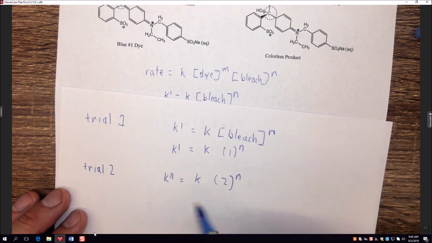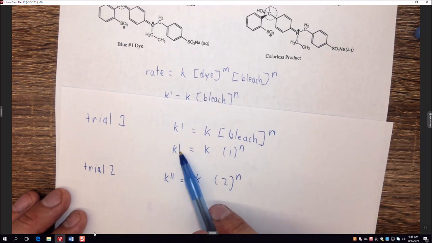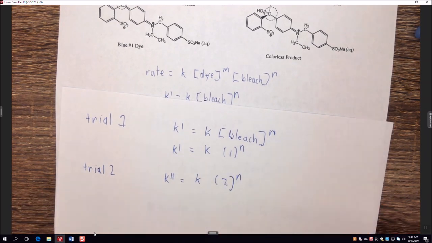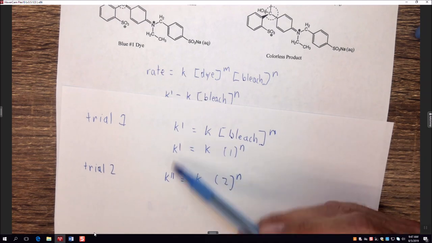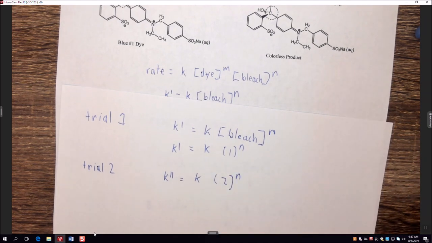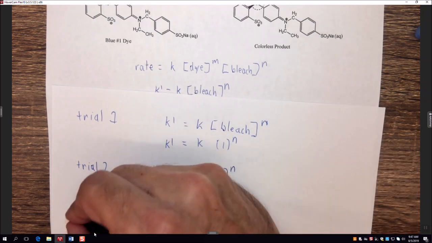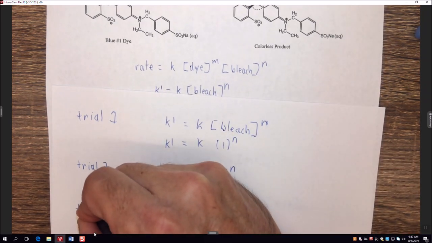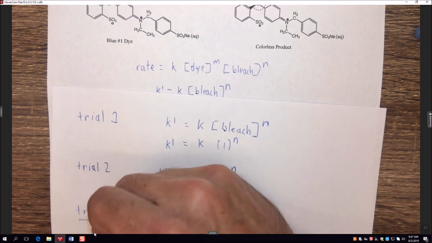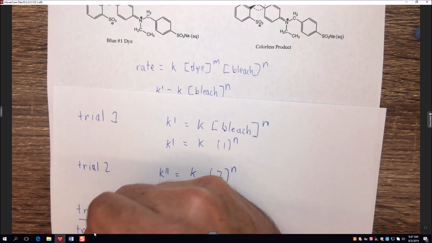Note that we can solve for K prime prime by finding the slope of the line, the one that gives us a straight line. That'll give us K prime and K prime prime for the second trial. Now what we're going to want to do is divide out these two trials. So we're going to take trial 2 and divide by trial 1.